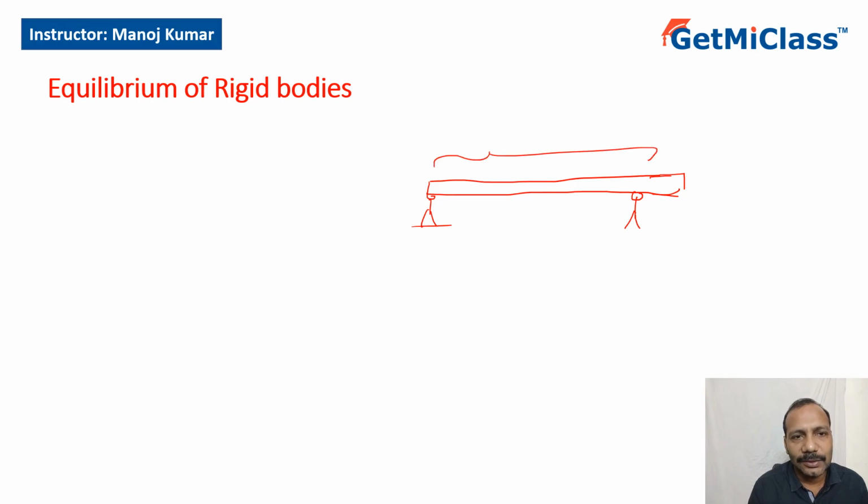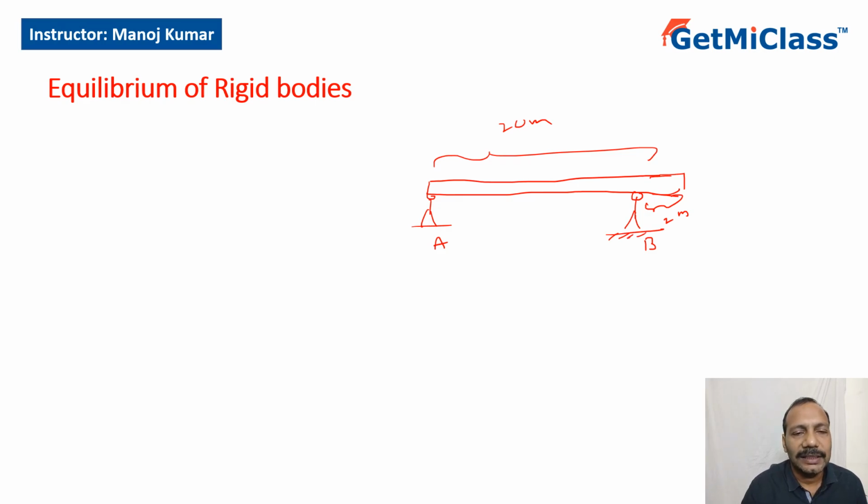Let me take a long rod, or in fact I'll say a tree trunk which is being carried by two people. There is one person who is holding this tree at the edge, and the other person is holding the tree slightly inside it. Let me give the values. Let's say this whole length is 20 meters and he is holding at a distance of 2 meters from the edge. I'll call this person A and this person B. Both of them are on the floor, horizontal ground.